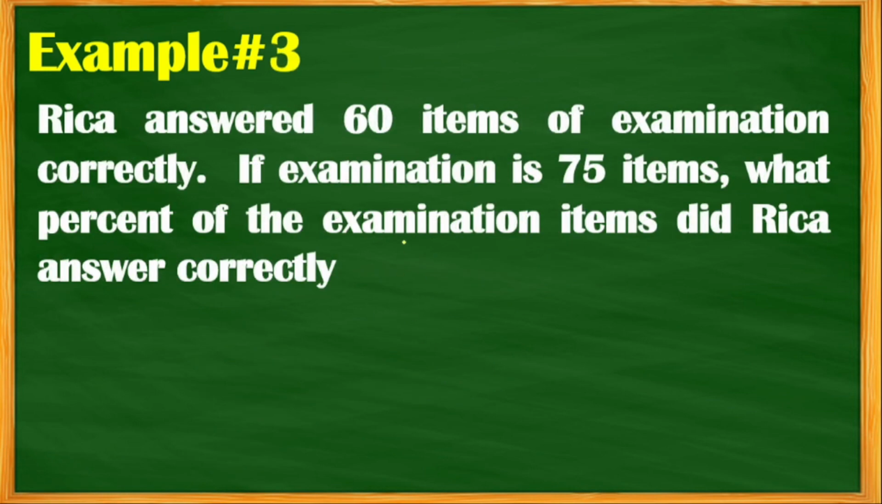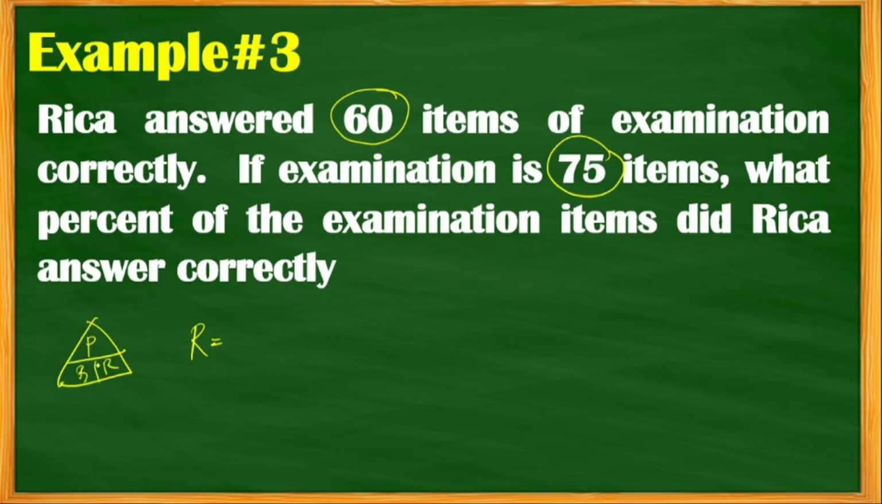Next, for our last problem. Rika answers 60 items of the examination correctly. And if the examination is 75 items, what percent of the examination items did Rika answer correctly? So let's identify first the given. So 60 items and 75 items. As you can see, we don't have any percent sign or percent word, so the unknown value is the rate.